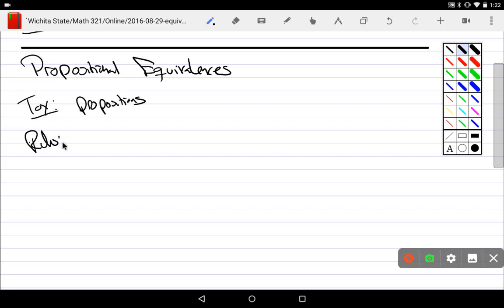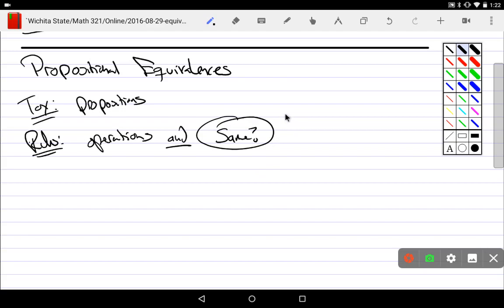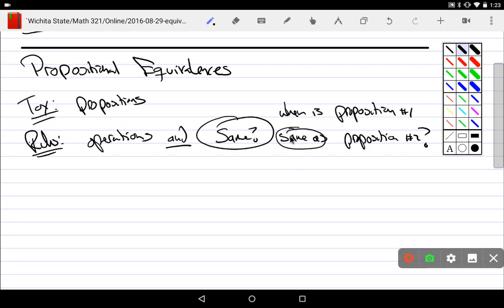And then we have our rules, which are the operations, whether they're unary. But one of the things we also have is a question of what it means for compound proposition one, so it's really when is proposition number one the same as, say, proposition number two? And what word could I use for same?